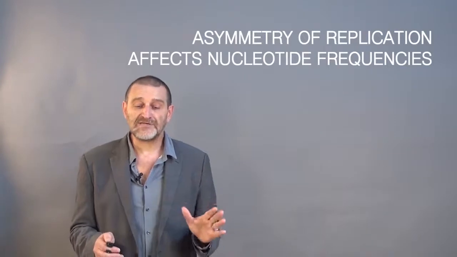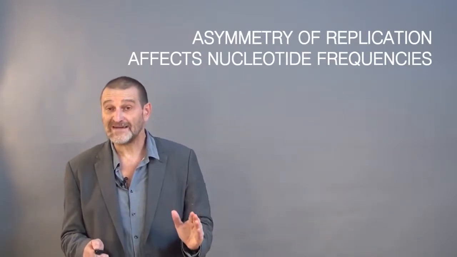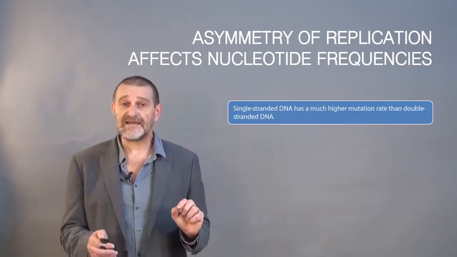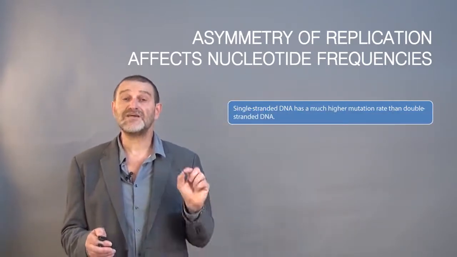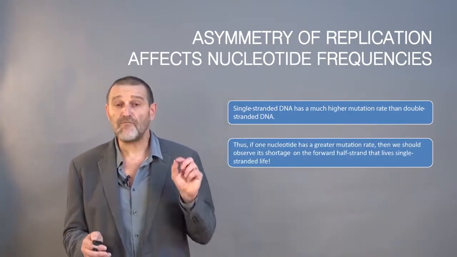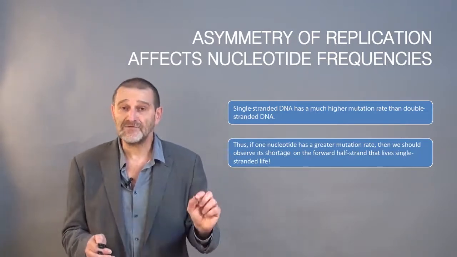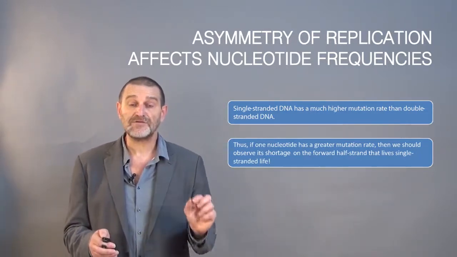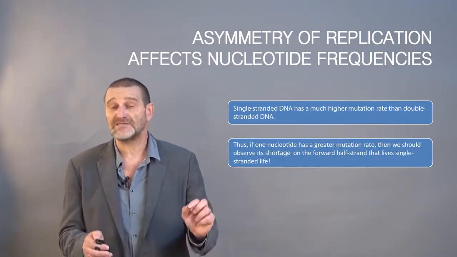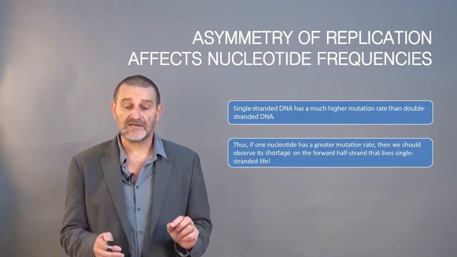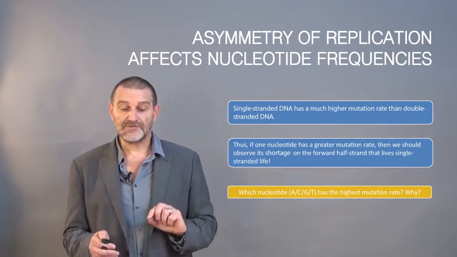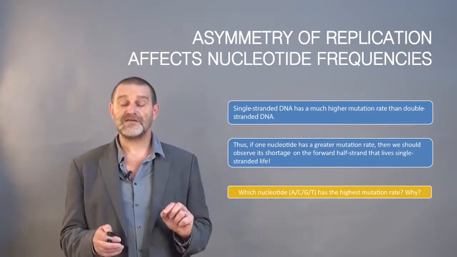So asymmetry of replication affects nucleotide frequencies. Why? Let's think about this. Single-stranded DNA has a much higher mutation rate than double-stranded DNA. That's why, if one nucleotide has a greater mutation rate, then we should observe a shortage of this nucleotide on the forward half strand because it spends its life single-stranded. Which nucleotide, A, T, C, or G, has the higher mutation rate, and why?